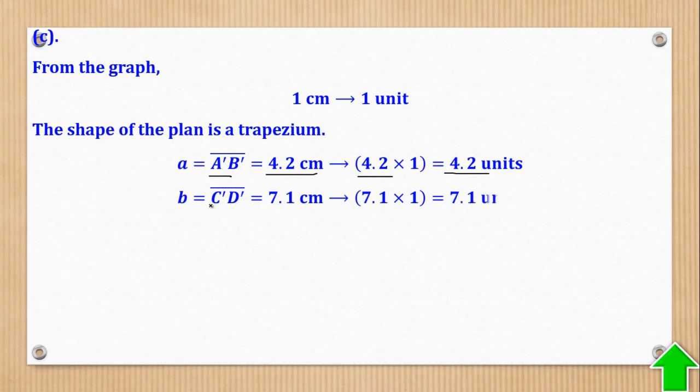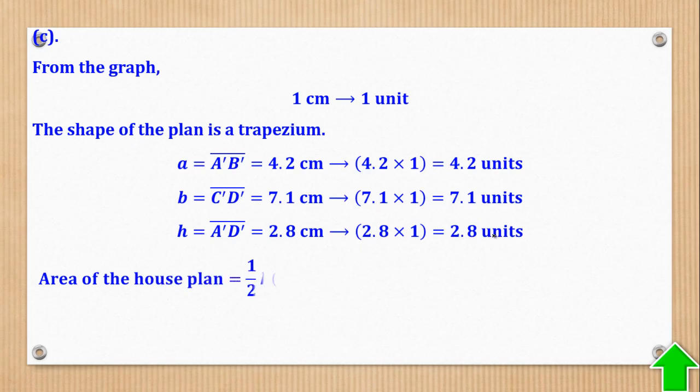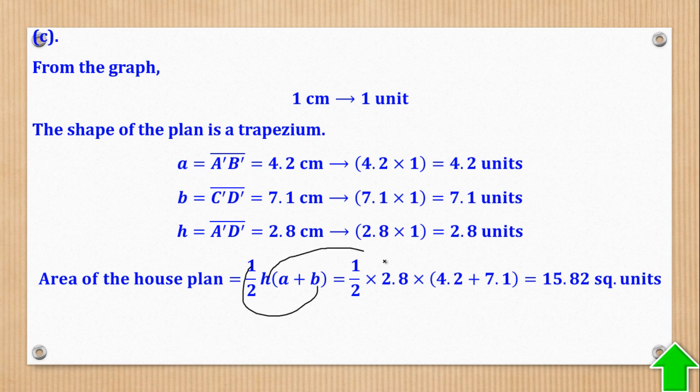Then C prime, D prime, length is 7.1 centimeters. Use the scale to get the units. A prime, D prime, length is 2.8 centimeters. Use the scale to get the units. Now I can get the area of the trapezium, or the area of the house plan. So the formula for the trapezium, height times A plus B, over 2. To get that, use a calculator.